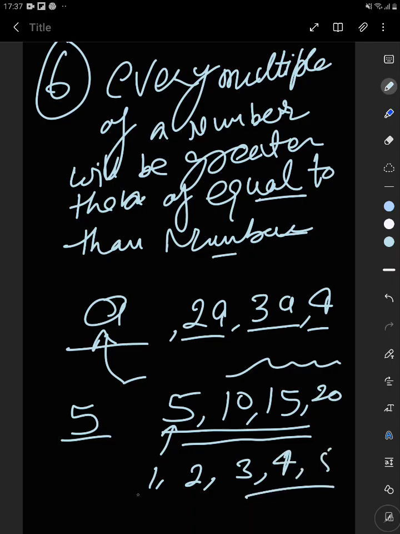If you multiply any number by 1, 2, 3, 4, 5 and so on, the result will be equal to the number when multiplied by 1, or greater if multiplied by 2, 3, 4, 5, 6, and so on. So this is the property that we were talking about.